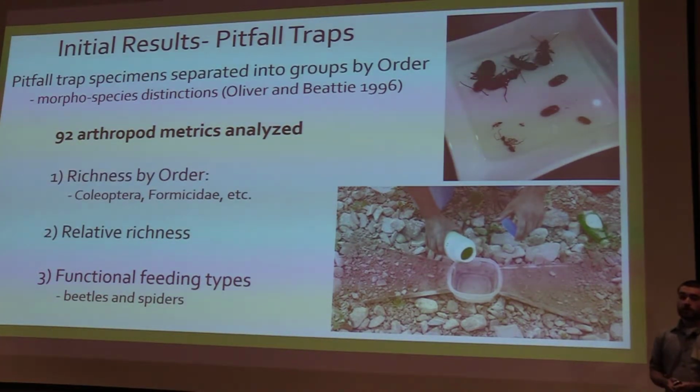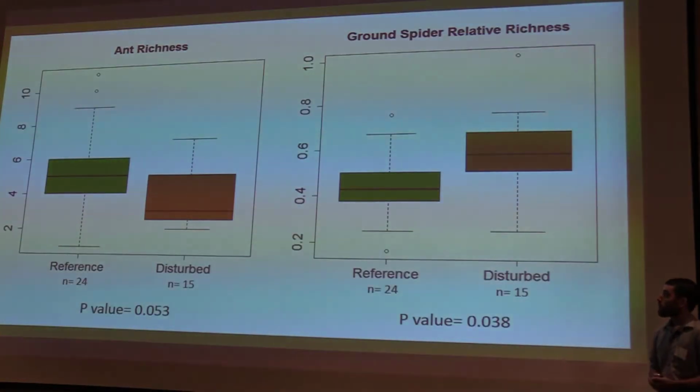We also developed relative richness counts, which is basically the percentage of a certain group as a proportion of the entire site richness as a whole. For our beetles and spiders, we achieved a higher taxonomic resolution in order to develop some functional feeding metrics as well. We have a handful of arthropod metrics which seem to be responding to disturbance.